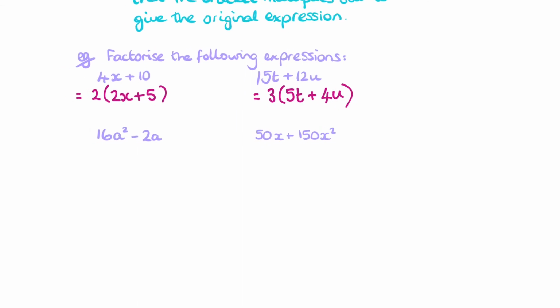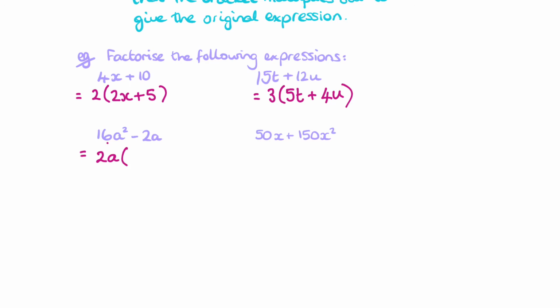Last ones to practice here. So first of all, find the highest common factor. So the biggest number that goes into 16 and 2 is 2. But if you have a look, you've got an a squared in the first term here and an a in this term here. So we've got an A in both of those. So this time we've got an A as part of our common factor, our highest common factor.